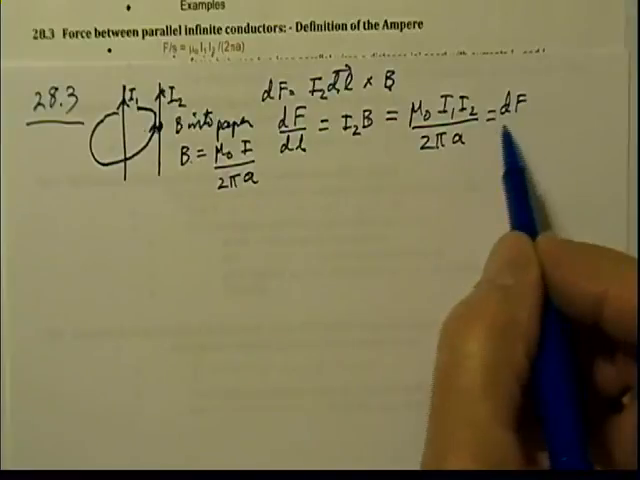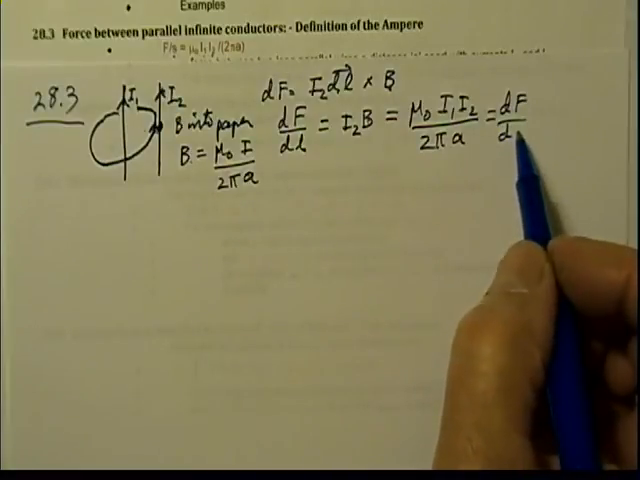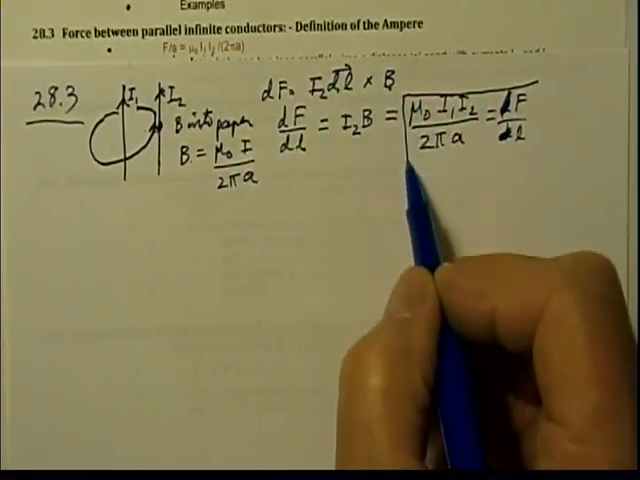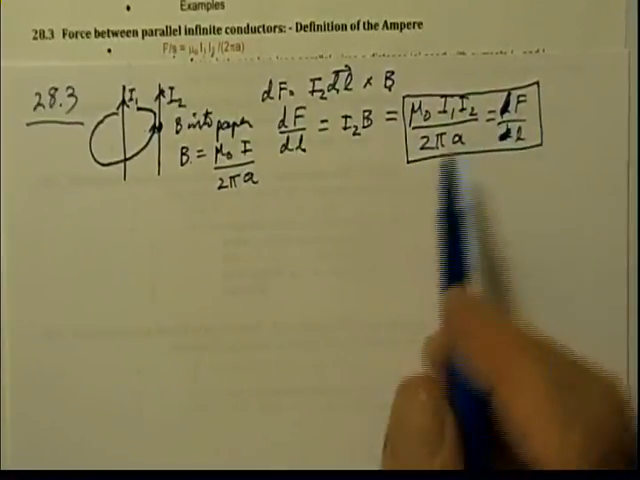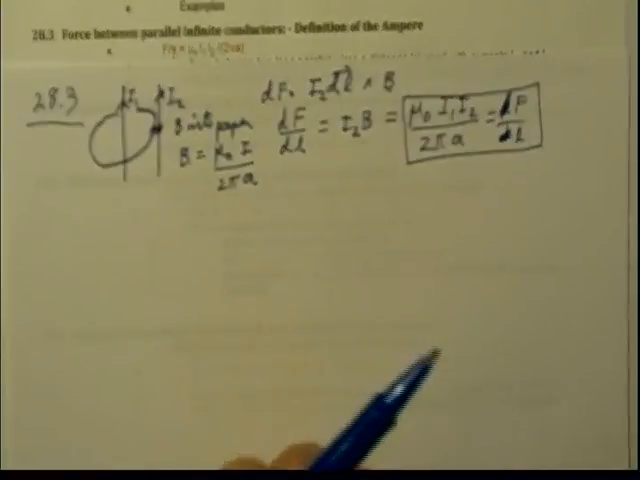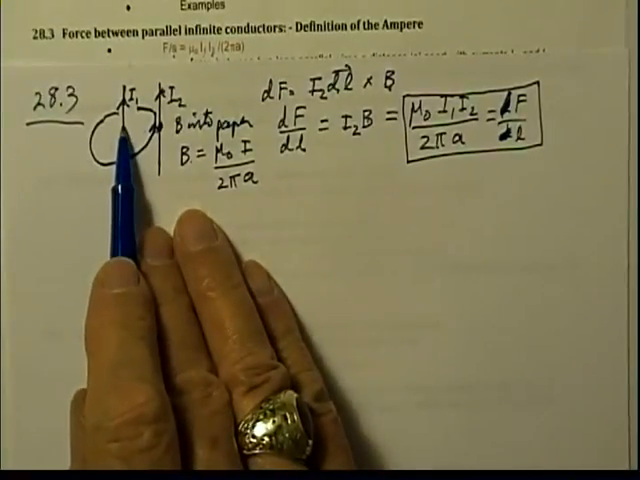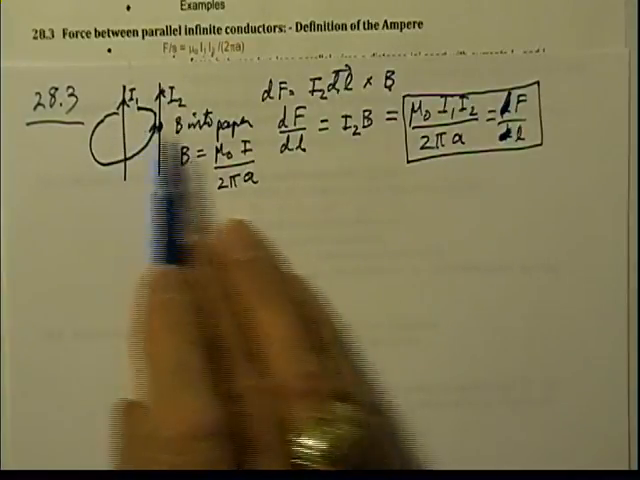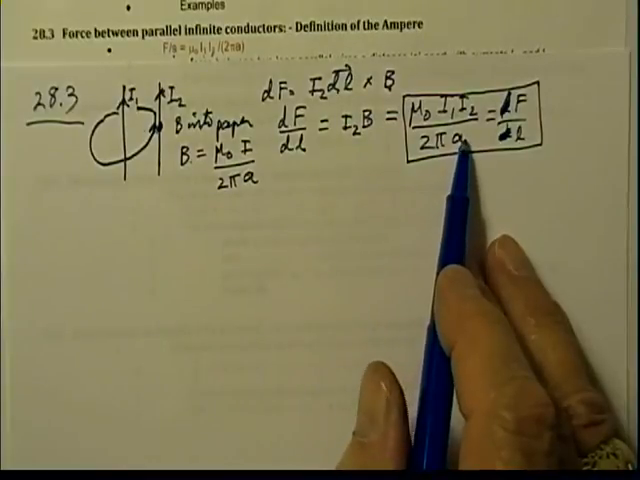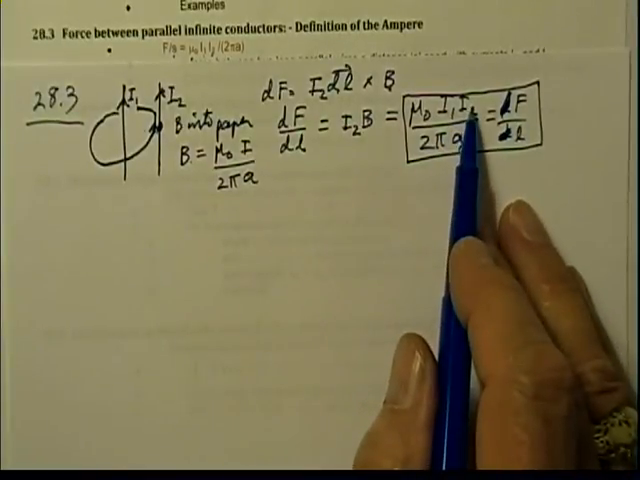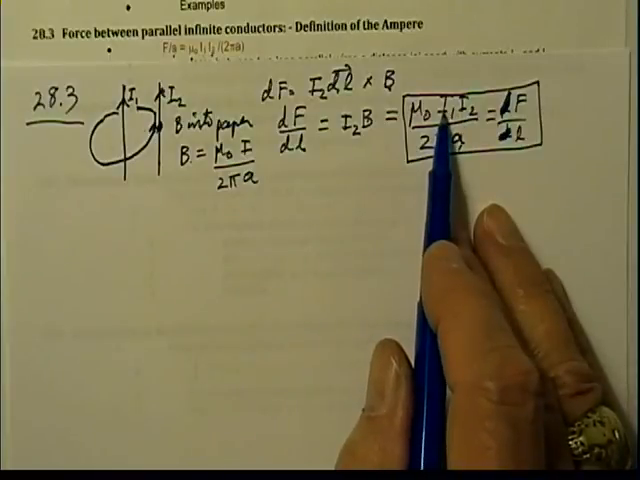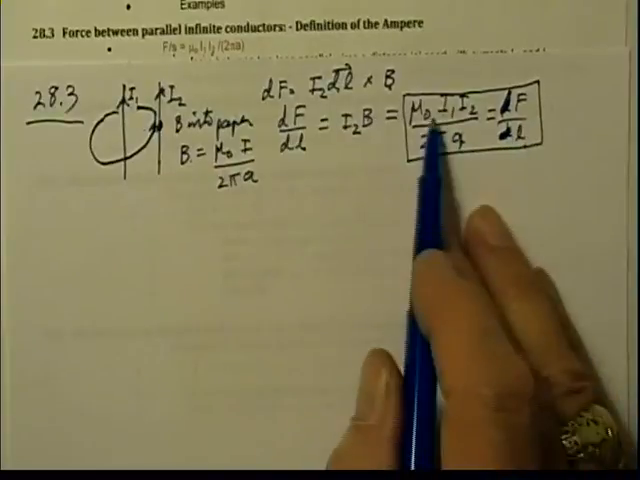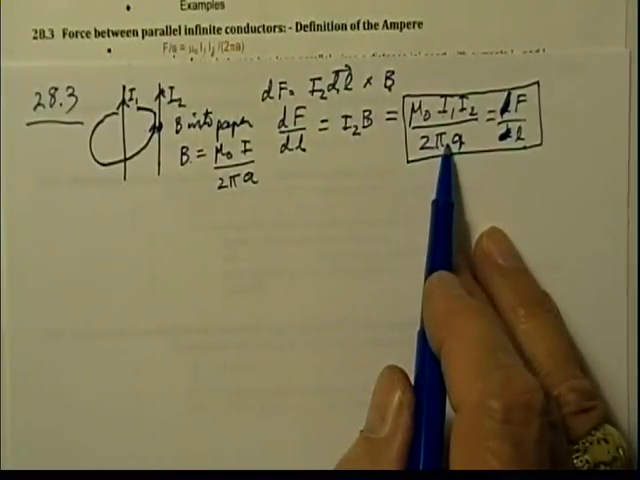This is the force per unit length for two infinitely long parallel wires. And that means we can take a current of 1 amp here and 1 amp here and put them apart by 1 meter. When we do that, our force per unit length will be exactly mu naught over 2 pi.